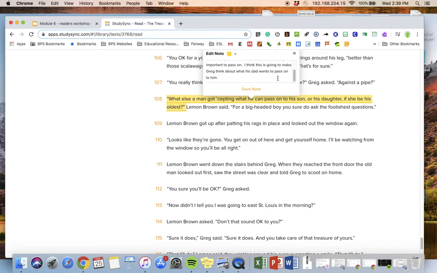So this is important because I think that it's going to make Greg change his mind. And so I'm going to save this as a note. This is an example of something that you could do in your independent reading book. You could put this as a sticky note when you see this happen.